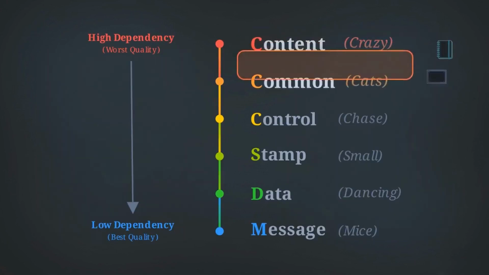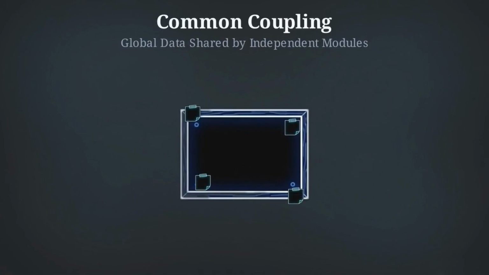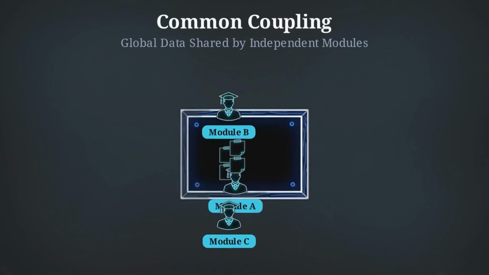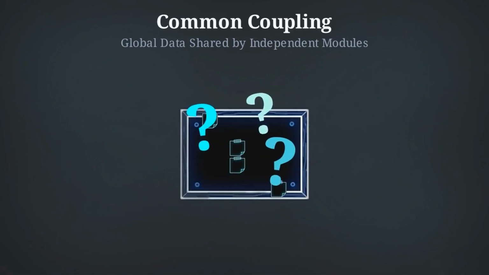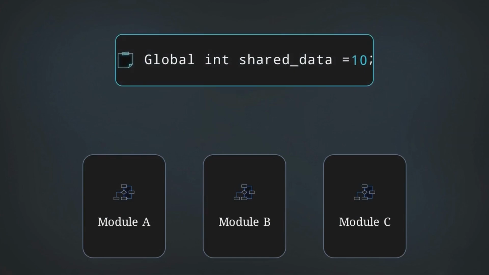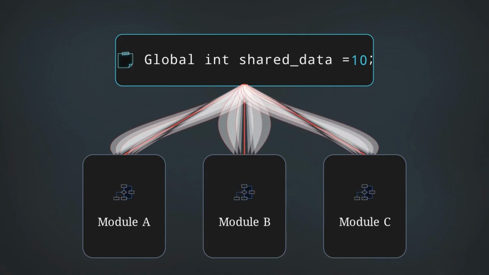One step down the spectrum is common coupling. This is the equivalent of a shared classroom notice board. Anyone can walk up, erase a message, and write something new. Because the board is public, it is impossible to verify who changed the information or when. You create common coupling when multiple independent modules share the same global variable. When dozens of independent functions draw lines directly to one piece of shared data, debugging becomes nearly impossible because any module could be the source of an unexpected side effect.